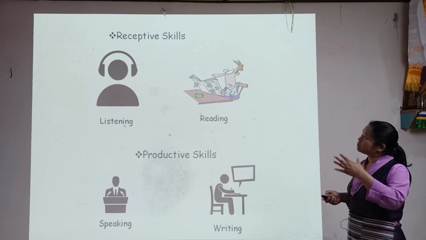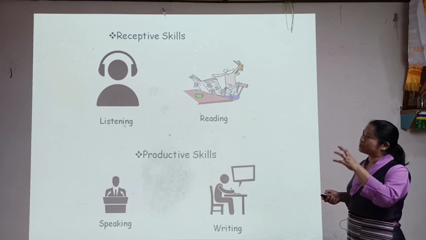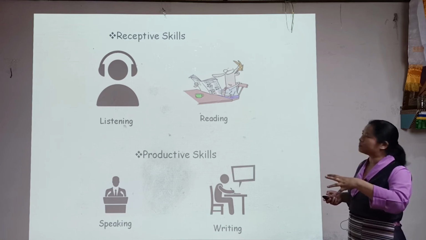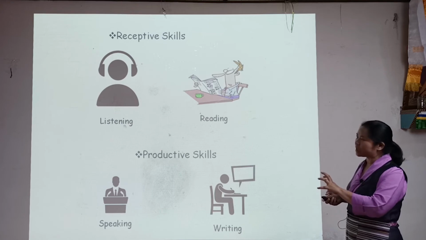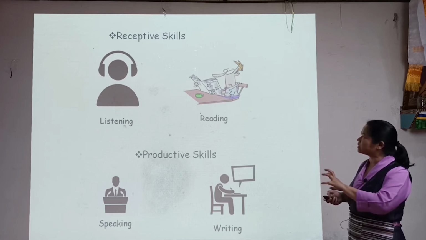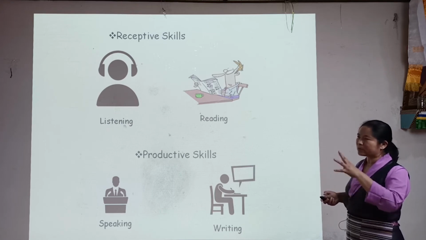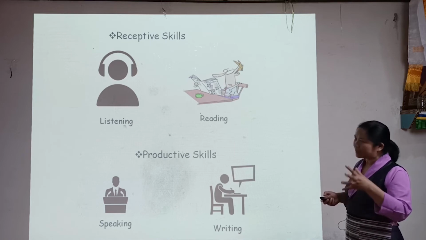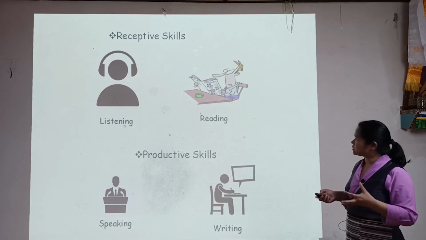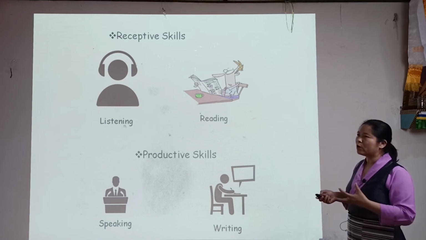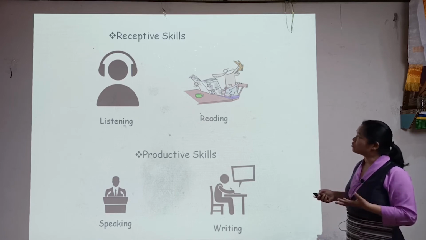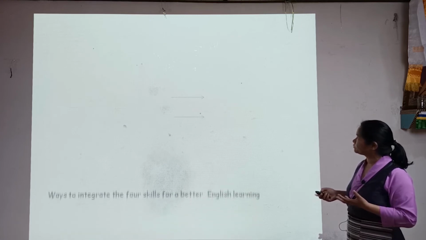So that means for us to learn a language properly, we need to combine all these skills together, or two or three of these together, so that we can properly learn our language. Next, what we will discuss is how to integrate them, how to combine them for a better learning of English or any other language.